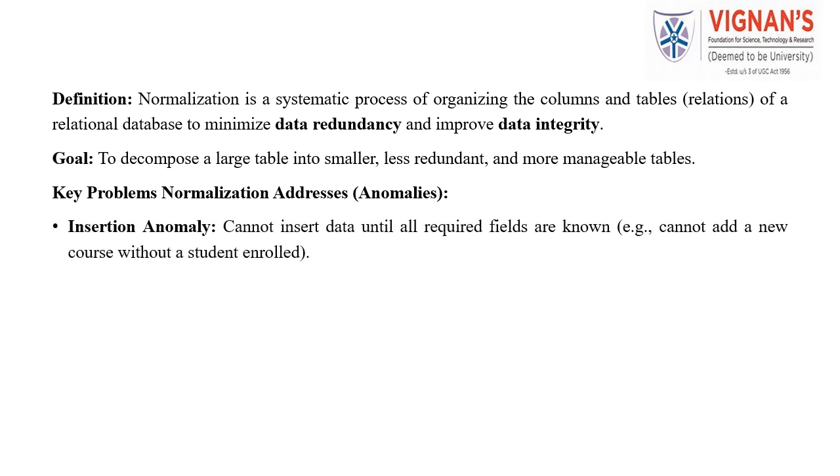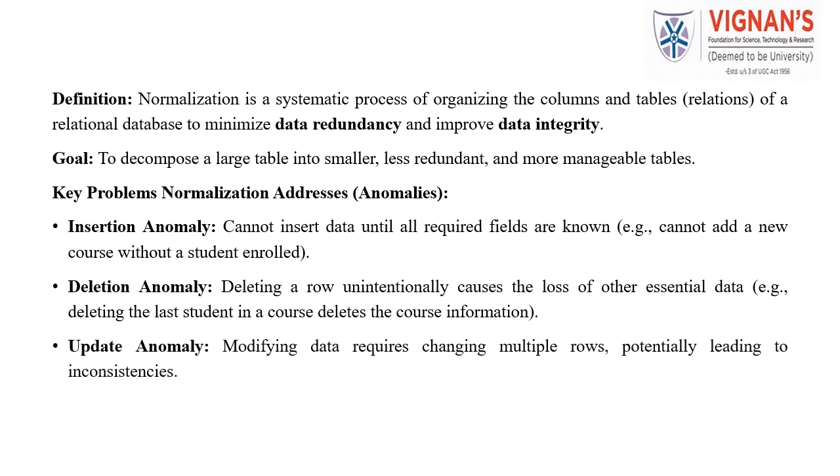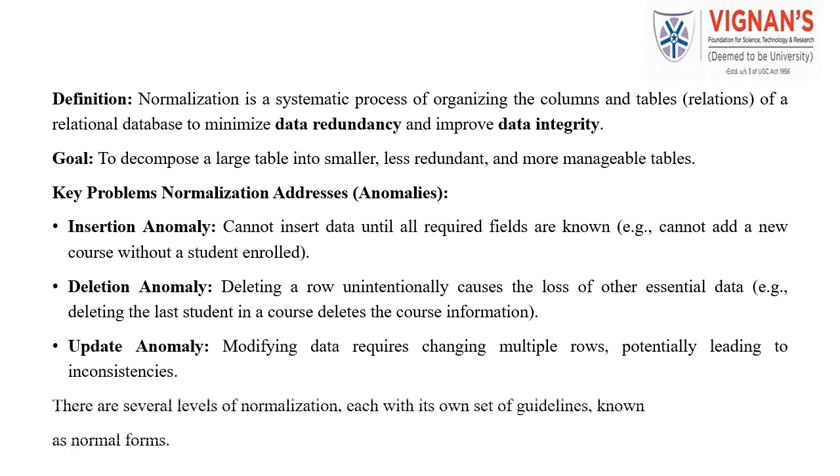The main goal of normalization is to break a large table into smaller, well-structured tables. By doing this, data becomes easier to manage. Duplicate data is reduced. Errors and inconsistencies are minimized. The database becomes more efficient and reliable.